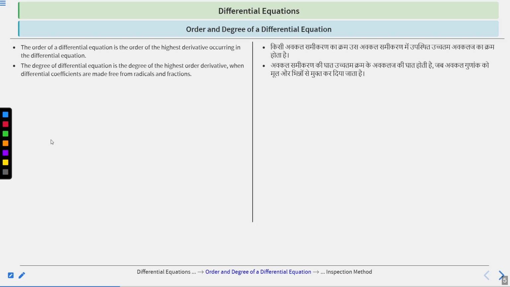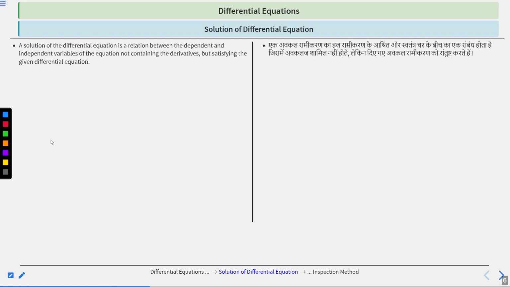Next, what is the order and degree of a differential equation? The order of a differential equation is the order of the highest derivative occurring in the differential equation. So you have to keep that in mind. Also, the degree of a differential equation is the degree of the highest order derivative when the differential coefficients are made free from radicals and fractions. That is, differential coefficients must be free from radicals and fractions. And the degree of the differential equation is basically the degree of the highest order derivative. Clear? So these things you have to keep in mind.